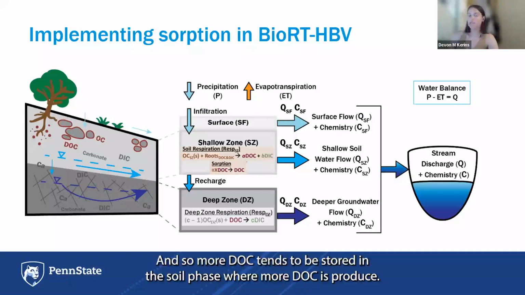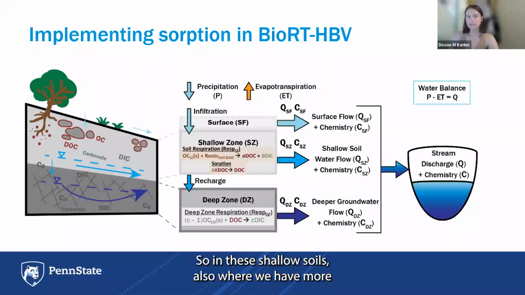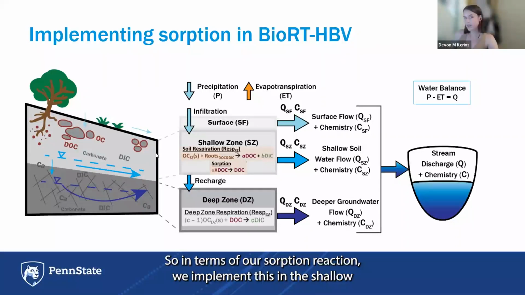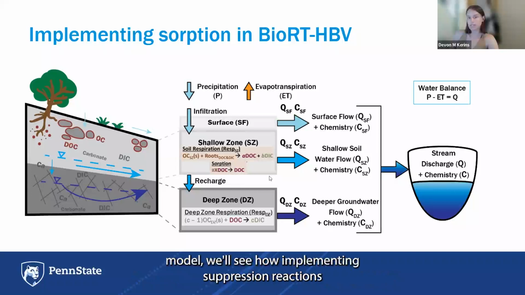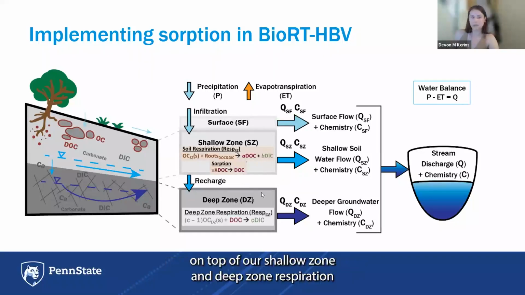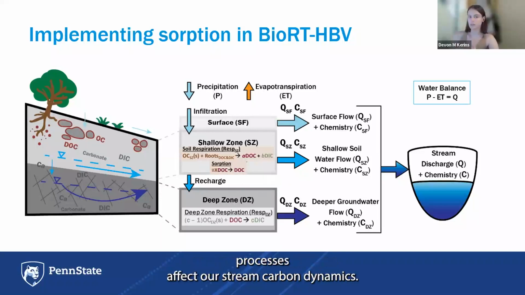And so more DOC tends to be stored in the soil phase where more DOC is produced, so in these shallow soils. Also where we have more mineral phases like clay particles where DOC can sorb more easily to the soils. So in terms of our sorption reaction, we implement this in the shallow soil zone. And so when we run this through our BioRT-HBV model, we'll see how implementing sorption reactions on top of our shallow zone and deep zone respiration processes affect our stream carbon dynamics.